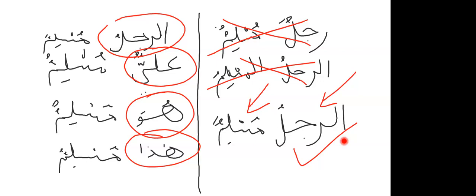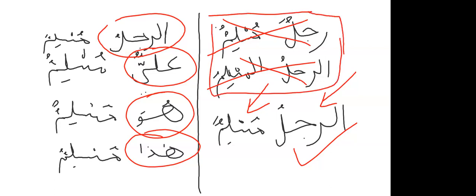Arojulu Muslimun. These two, the first noun and the second noun in each of those two sentences are the same in terms of definiteness. In the first one, both of them are indefinite. In the second one, both of them are definite. Those two do not qualify to be sentences. Here, the first one is definite, the second one is indefinite. This is a sentence. Is it clear?